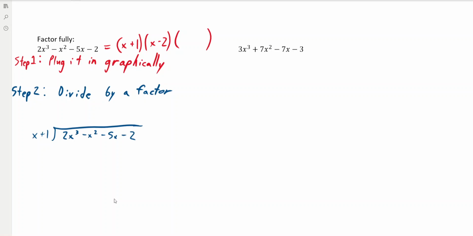Okay, so now we're going to go through and divide it. So x plus 1. I like long division. You can do whichever method you'd like, synthetic or long, it doesn't matter. So in this case we need to get it, so we have to multiply by 2. And we have to multiply by x squared in order to get it to x cubed.